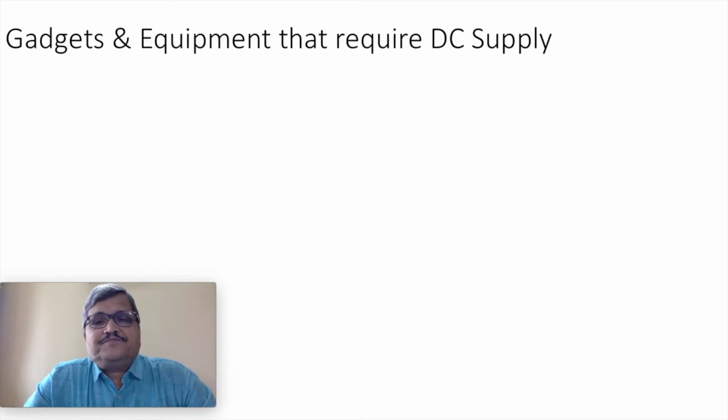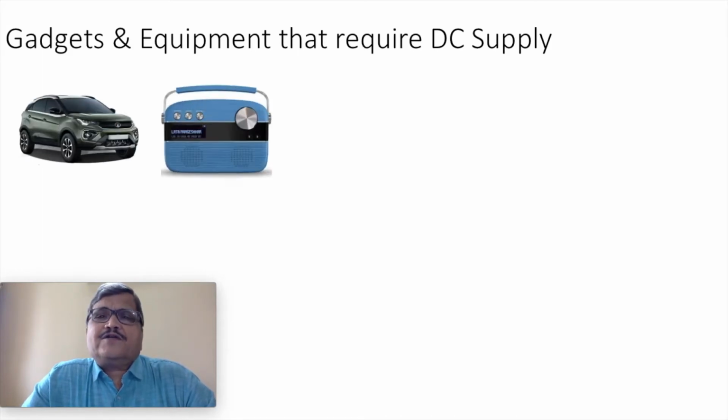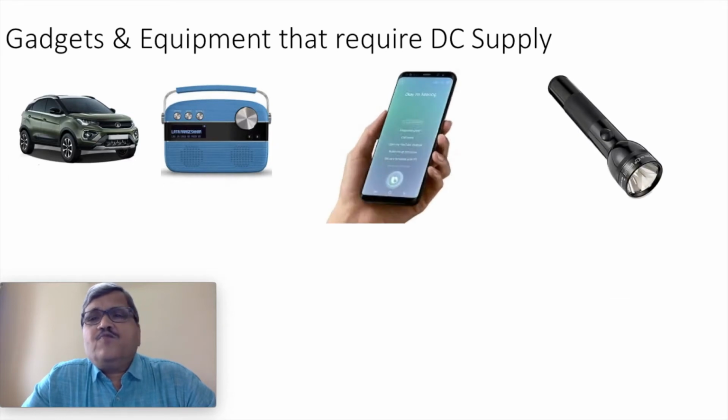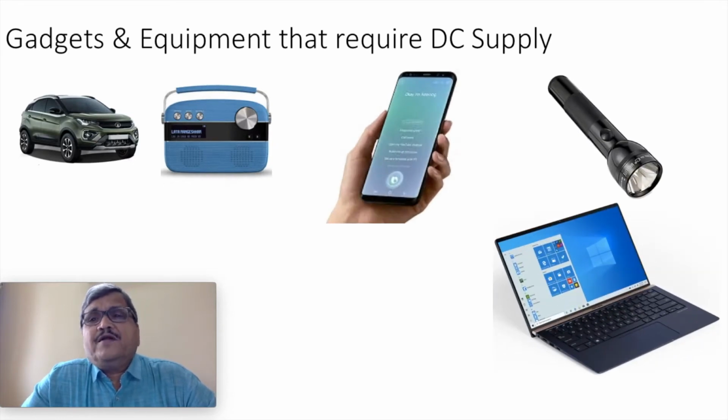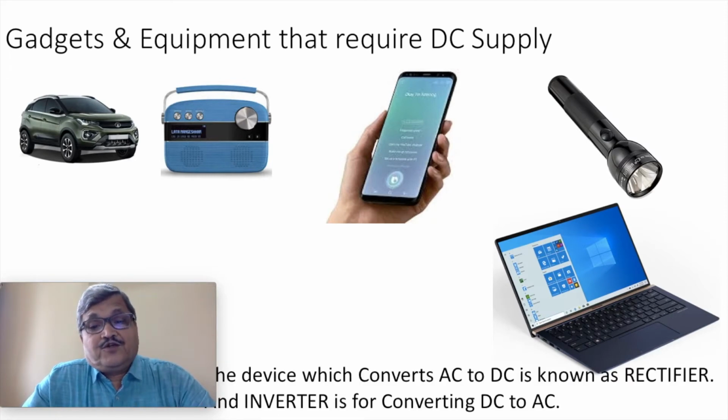So that's all. Now let us see what are the different gadgets and equipment in-house, or known to us, which require DC supply. A car works on battery, radio, mobile, torch, laptop. Everything works on DC. But the power supply available in house is AC. So the device which converts AC to DC is known as a rectifier. And in one of the parts we will study the rectifier.